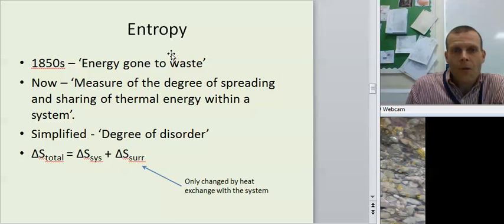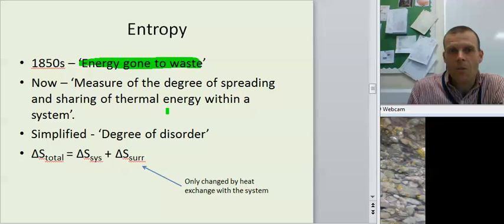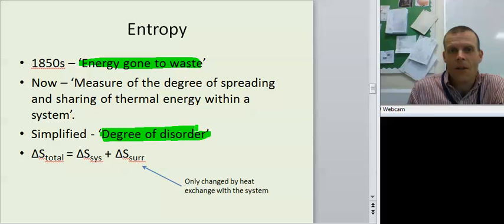So defining entropy: it used to, in the middle of the 19th century, be thought of just simply as energy gone to waste. We now need to talk about this idea of thermal energy spreading across all these different states. It used to very simply be referred to as a degree of disorder, and you'll maybe still have cause to think about that when you're deciding which has greater entropy. But the key thing is the total entropy is made up of two factors: the entropy within the system and the entropy within the surroundings, or going into the surroundings.